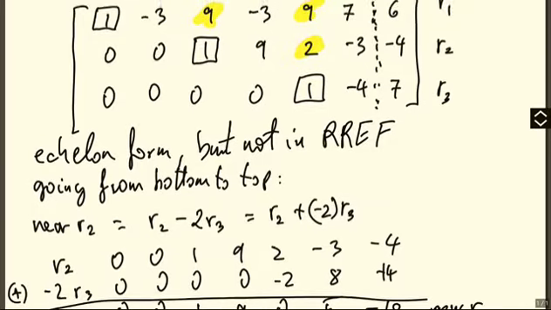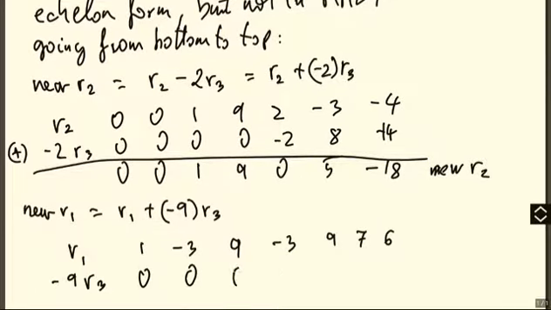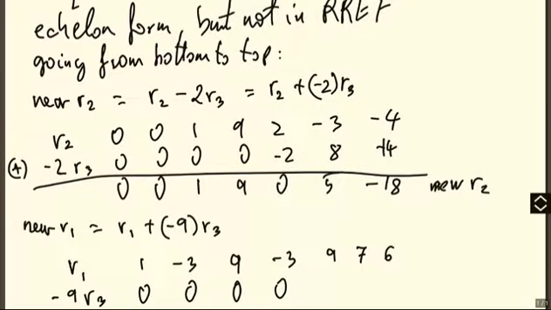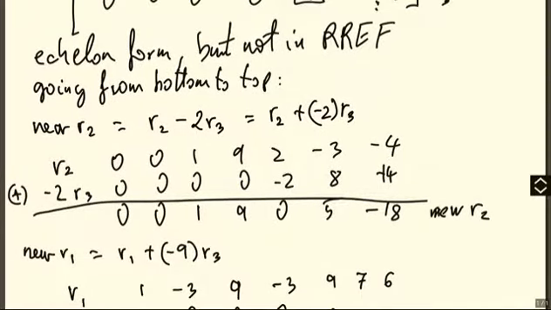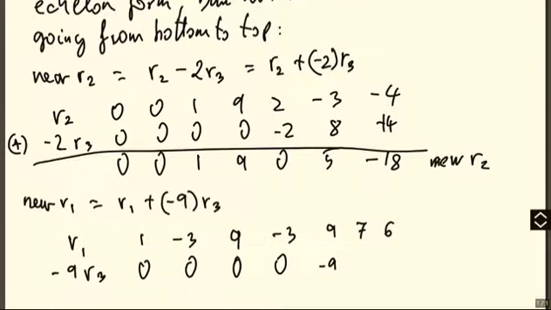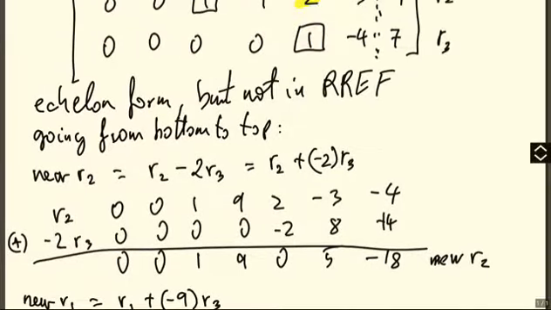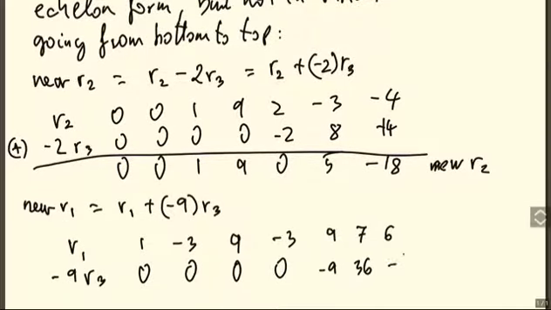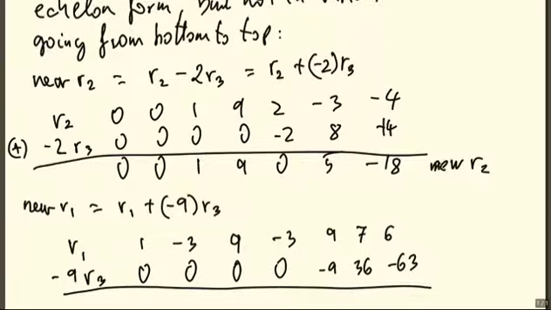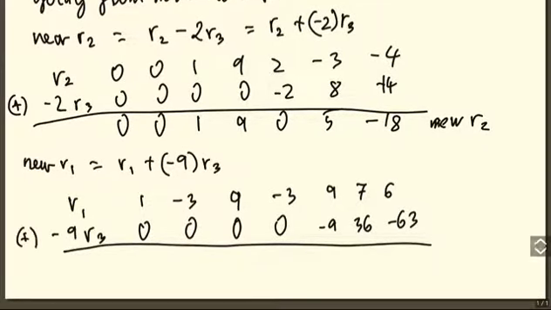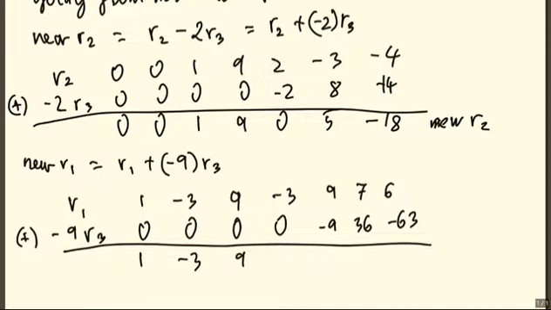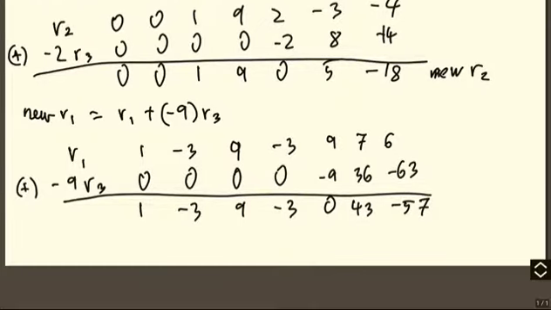And minus 9 times row 3: 0, 0, 0, 0, minus 9 to make 0 with the 9, then 36 and minus 63. And then again we add these together, these two rows, to get 1, minus 3, 9, minus 3, 0, 43, and minus 57. So this is the new row 1.